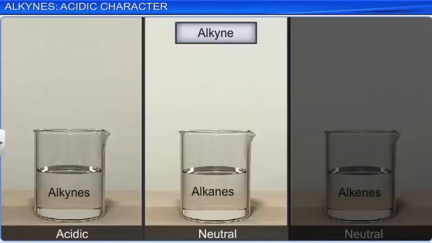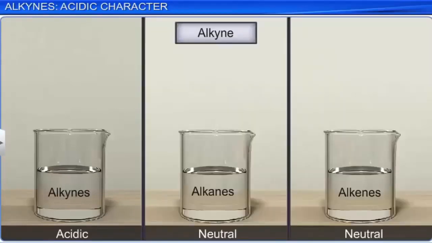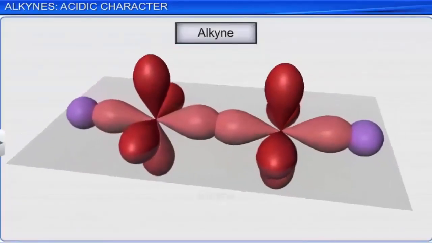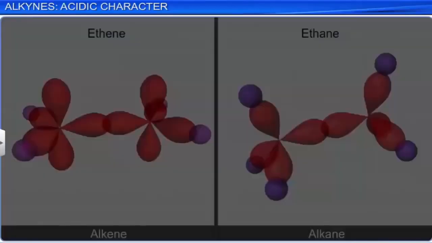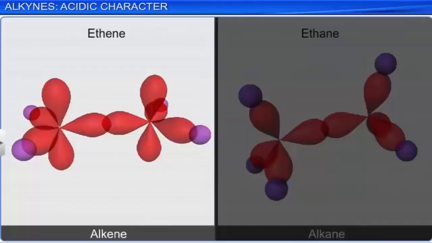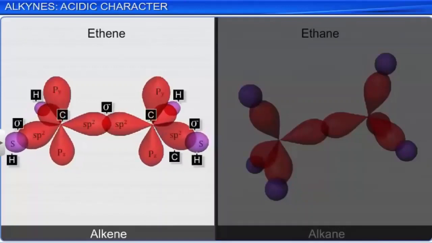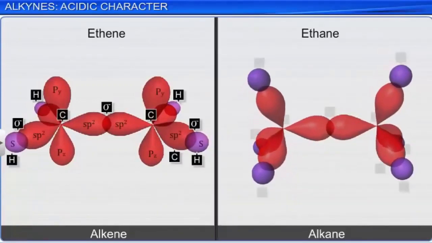Let's understand why. The hydrogen atoms in ethyne are attached to the sp hybridized carbon atoms. On the other hand, the hydrogen atoms in ethene and ethane are attached to the sp2 and sp3 hybridized carbon atoms, respectively.